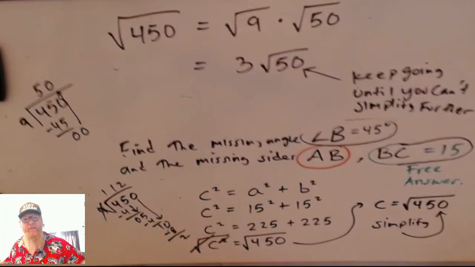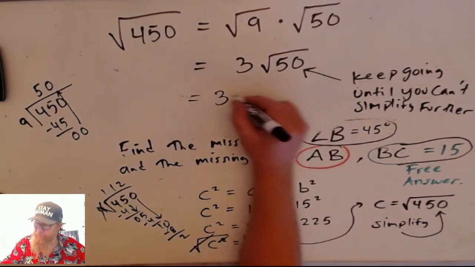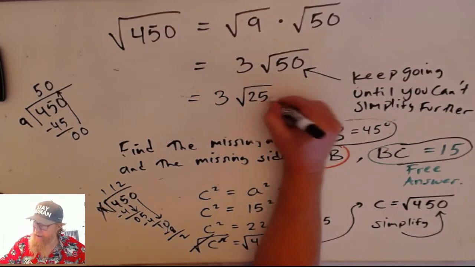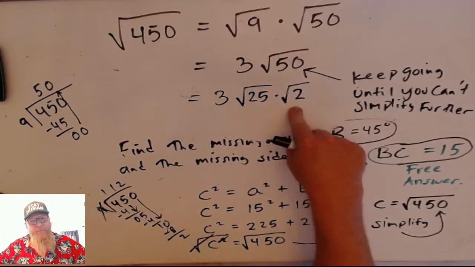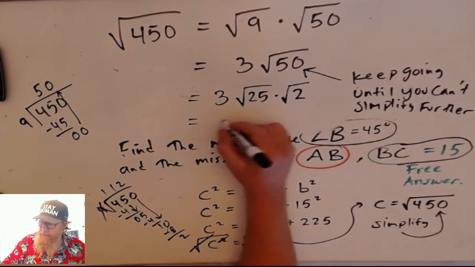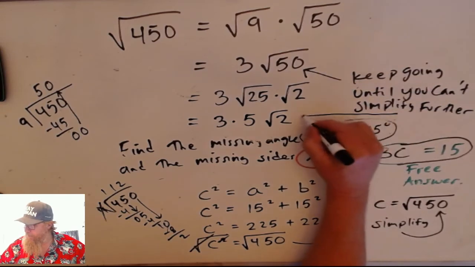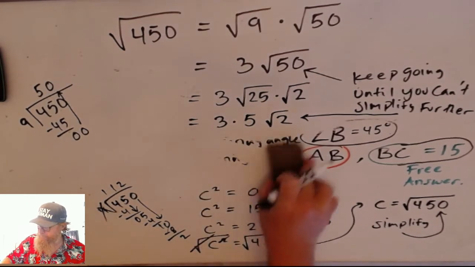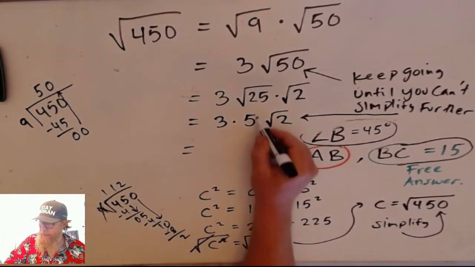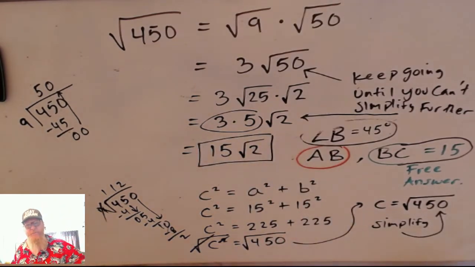Further or farther? I don't know. Okay. 50 can be simplified. The square root of 50 is 25 times 2. So the square root of 25 is 5. The square root of 2 cannot be simplified anymore. Three times 5 is 15, so I have 15 times the square root of 2.